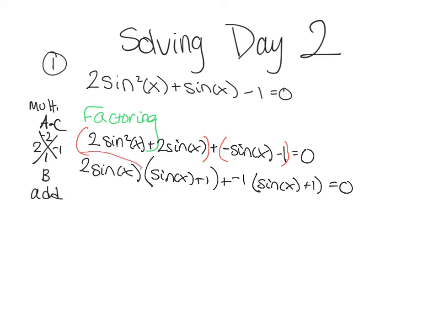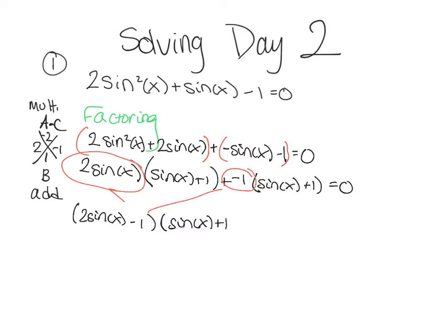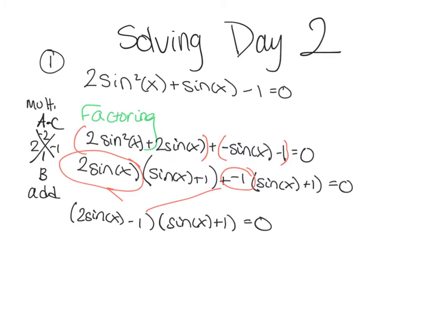But now I'm going to take my two factors and bring them together. So that's going to bring me to 2 sine of x minus 1 times sine of x plus 1 is equal to 0. Yay! So we're not nearly done with the problem. We still have to do all the trig stuff. I will go back and do the quadratic formula in just a little bit.